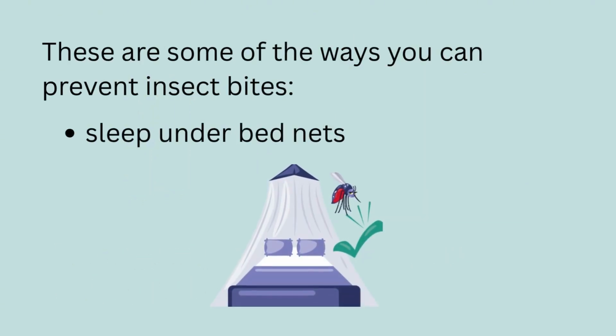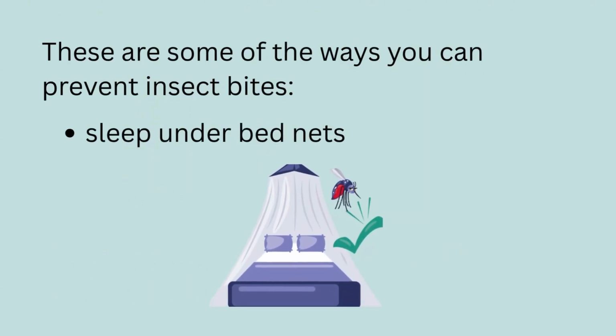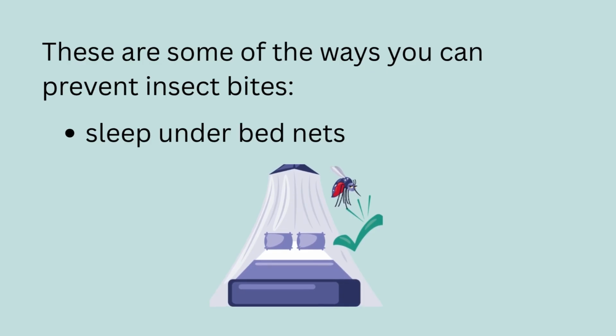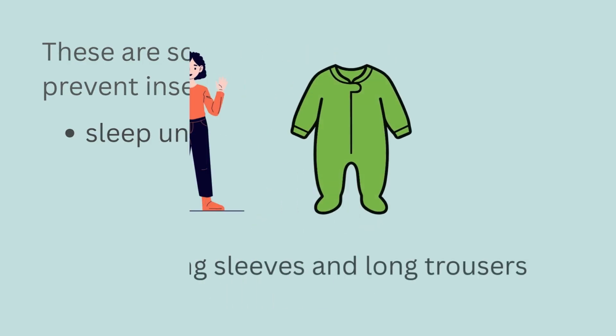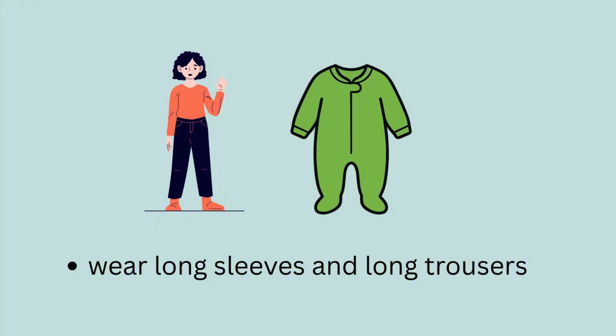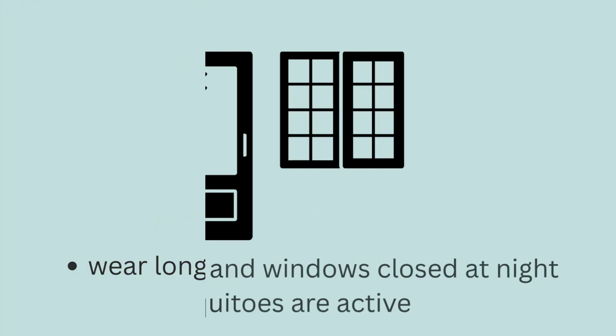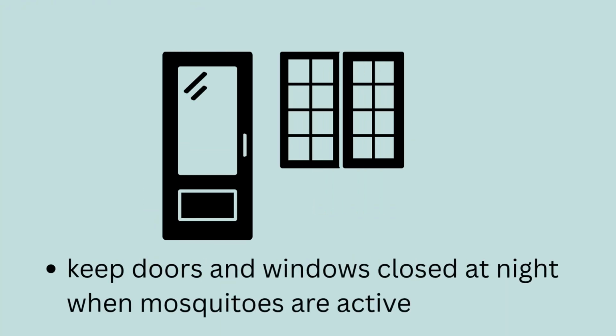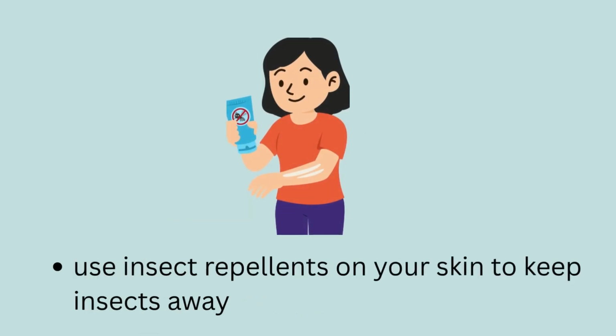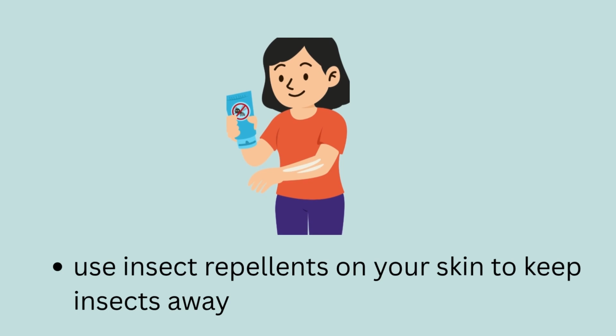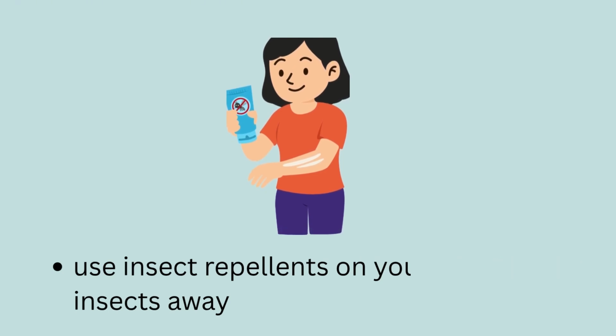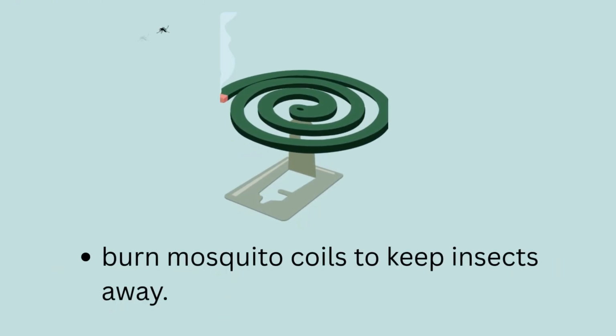These are some of the ways you can prevent insect bites. Sleep under bed nets. Wear long sleeves and long trousers. Keep doors and windows closed at night when mosquitoes are active. Use insect repellents on your skin to keep insects away. Burn mosquito coils to keep insects away.